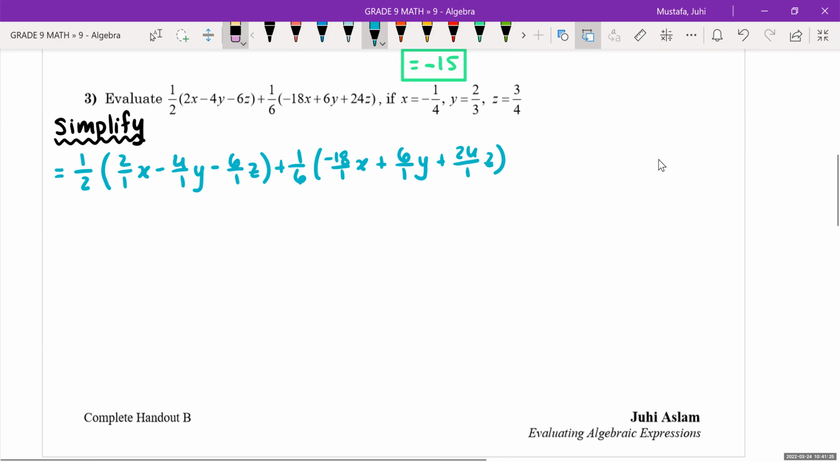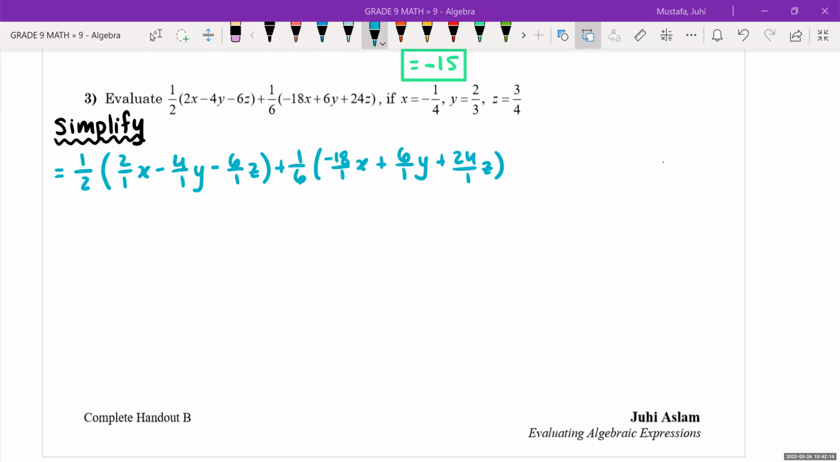Optional step. You don't have to do this if you don't want to. This is not working. Oh, there we go. Oh, it's still not working. There we go. Did it work? Okay, so we're going to distribute. Hello.